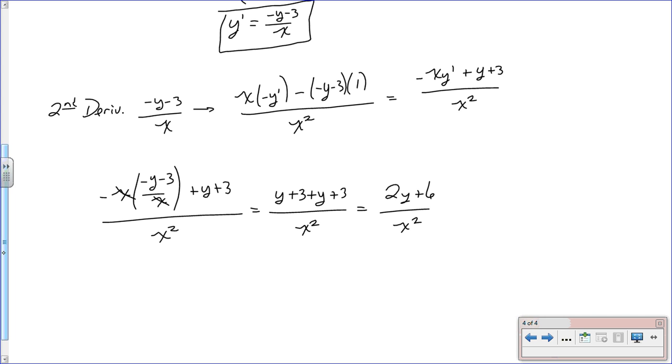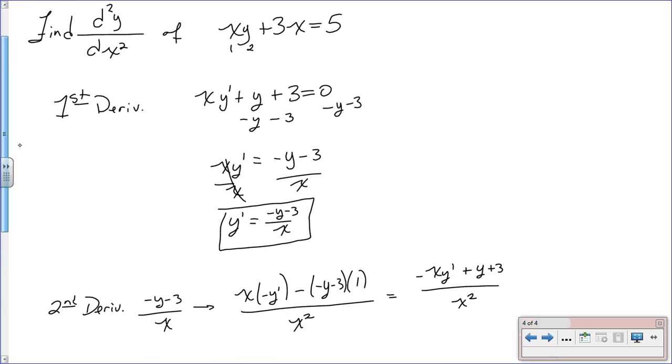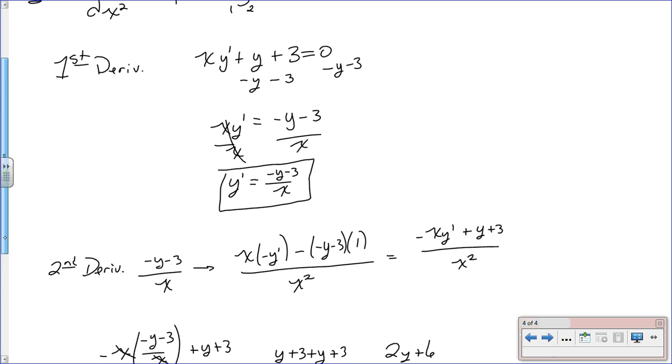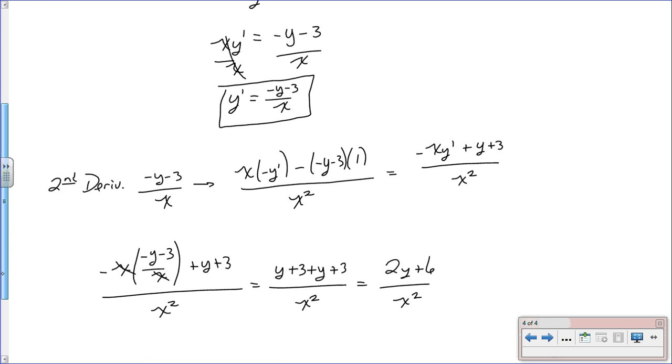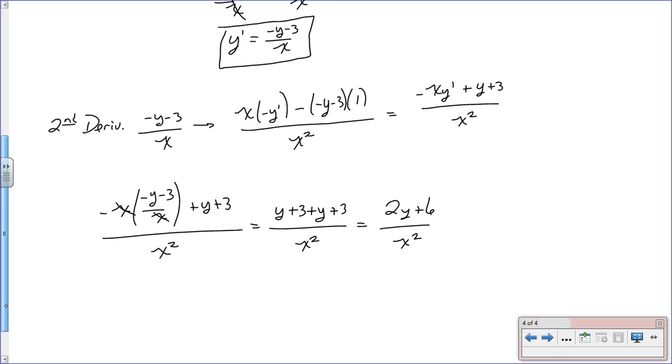If we go back up and look at our original problem, we have xy plus 3x equals 5. Here we have 2y plus 6 over x squared. So in this case, we can't substitute back in our original problem. So this is our second derivative. This equals y double prime.